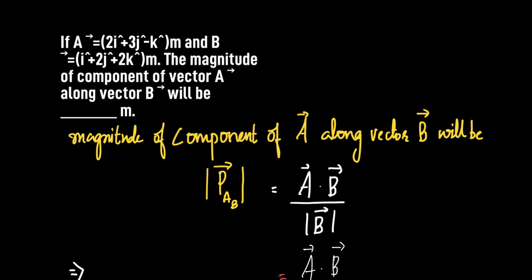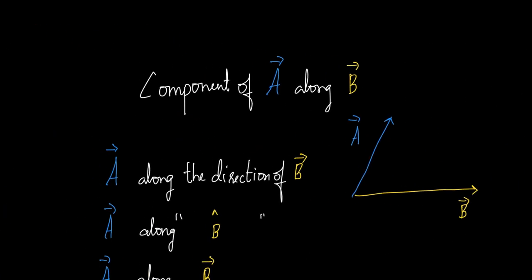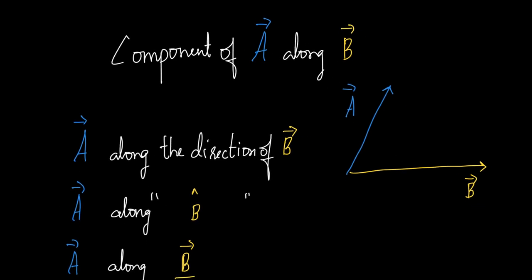Now, when the question asks you to find the magnitude of component of vector A along vector B, what is this about? Maybe you can make a note of this as well. So component of A along B, well, when you say magnitude of component, it actually means the scalar component, right? The scalar component.